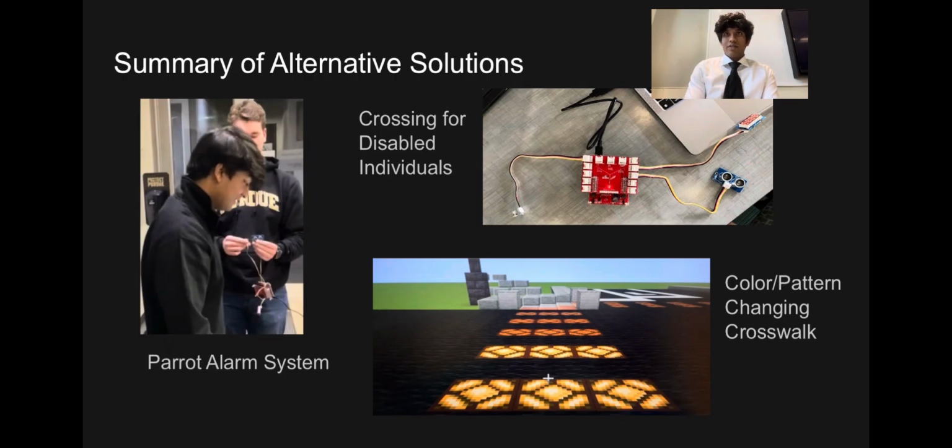Next up, we have the summary of our alternative solutions. The first solution is the paired alarm system, which sounds an alarm every time a pedestrian tries to jaywalk. The second one is the crossing for disabled individuals, which allows disabled individuals to have an extended crossing time. And the third one is the color or pattern changing crosswalk, which basically provides visual tactical stimuli in order to incentivize people to not jaywalk.